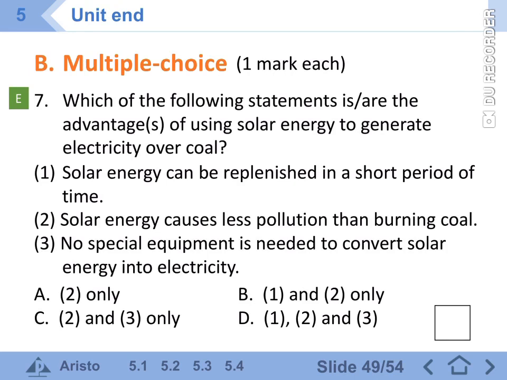And number 2, solar energy causes less pollution than burning coal. Of course, if it generated more pollution, why would we use it at all? It's more expensive anyway, right? So here, number 1 and number 2 are correct.